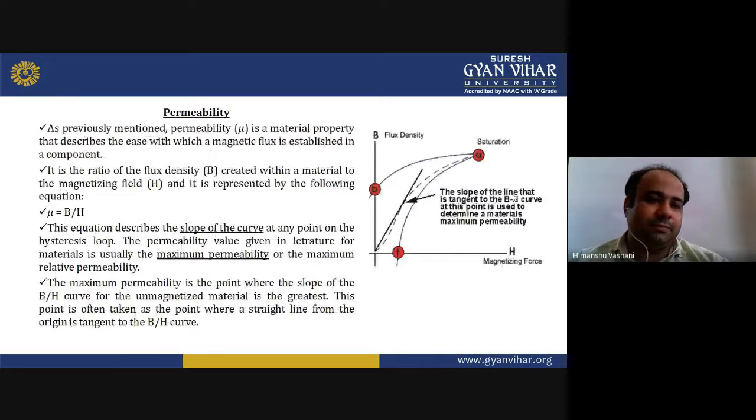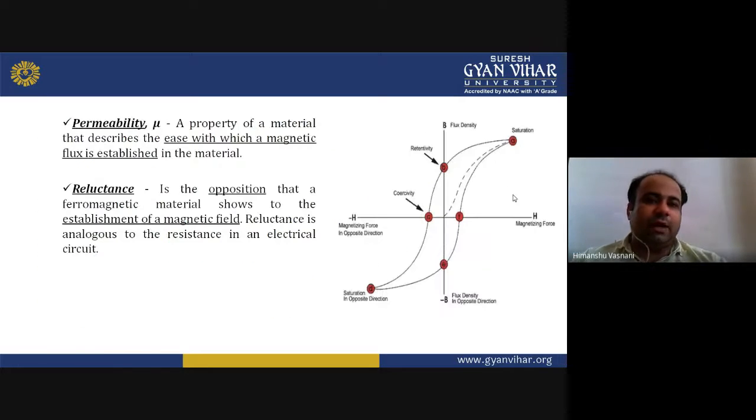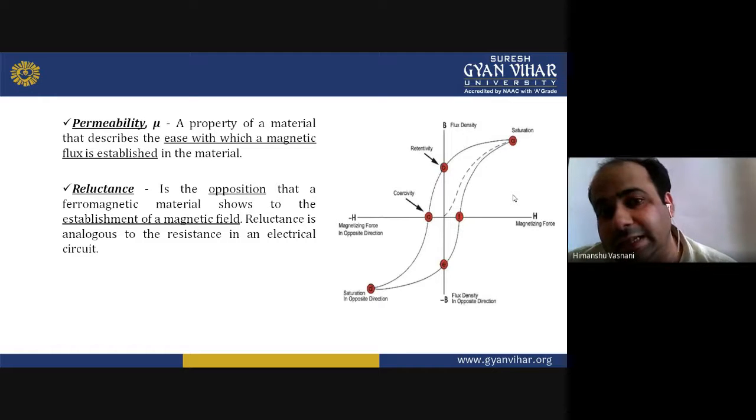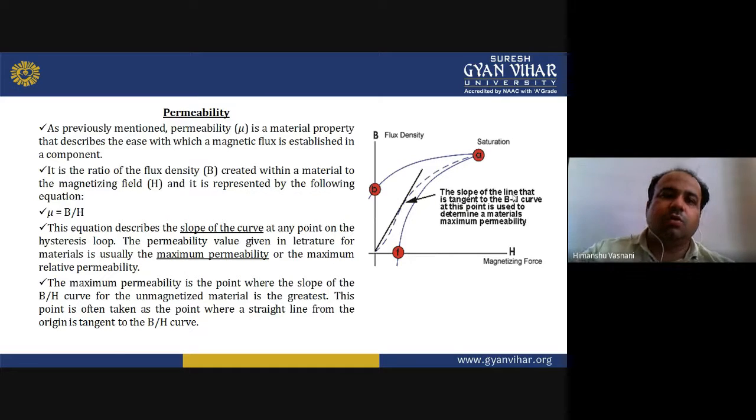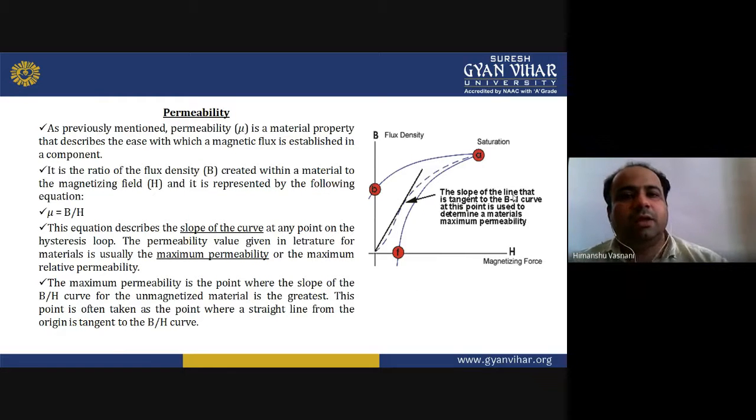Now permeability, one of the important topics that we have just defined, is a property of a material that describes the ease with which a magnetic flux is established in the material. Now you are going deeper into permeability. They say that it is the ratio of the flux density.